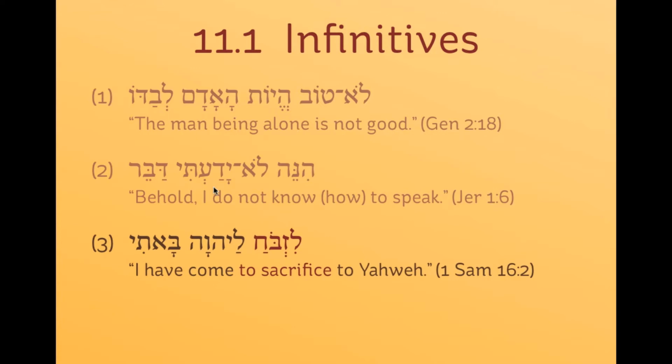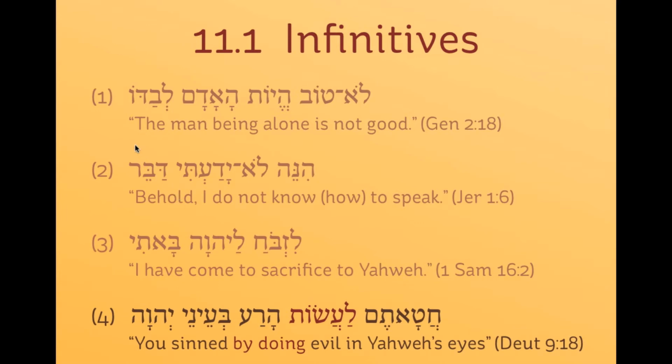Or number 3, the infinitive can provide the purpose of the verb. Lizboach ladonai bati. To sacrifice to Yahweh I have come. The reason I came is to sacrifice. And notice here the infinitive is preceded by the prefix preposition la, so the infinitive is the object of the preposition, just like any noun would be. And here this prepositional phrase with the infinitive is the purpose of the verb, the reason why this person came.